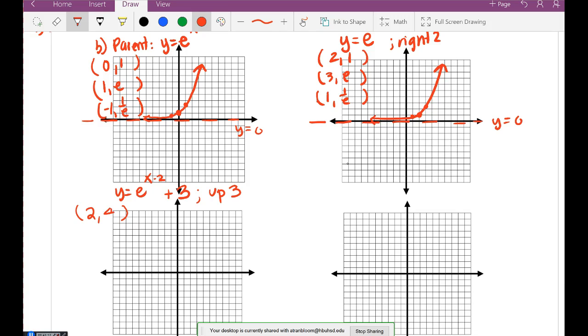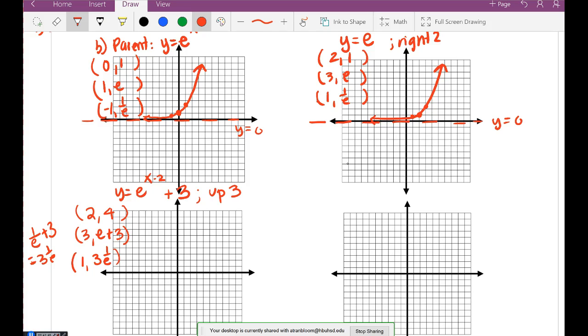Okay, so the 3 points are, the first one is going to be 2, 4. Good. The next one, I'm going to keep e as e. E plus 3. And the next one, I'm going to write 1 comma. I can simplify this, by the way. 1 over e plus 3 is 3 and 1 over e. So that's 3 and a third-ish, since we don't have a calculator. But for labeling, we're going to keep it as its exact value.